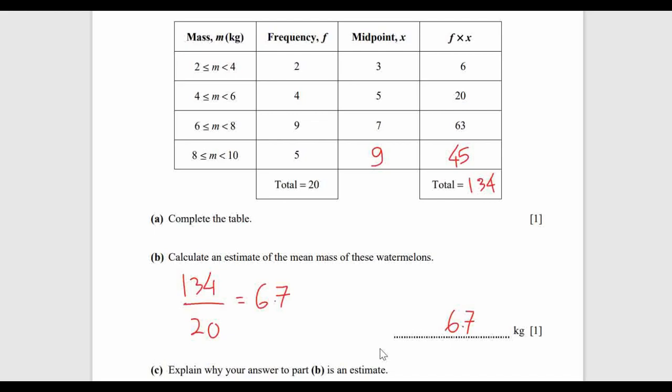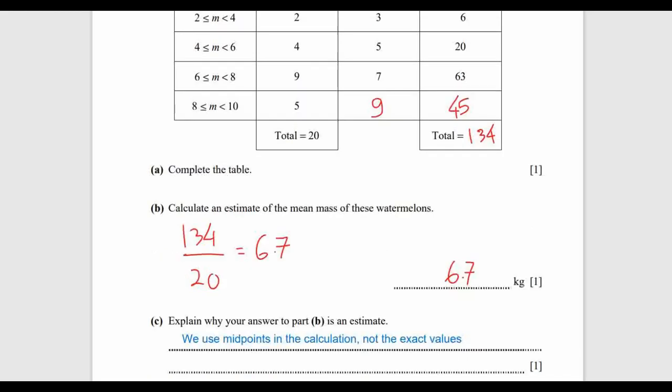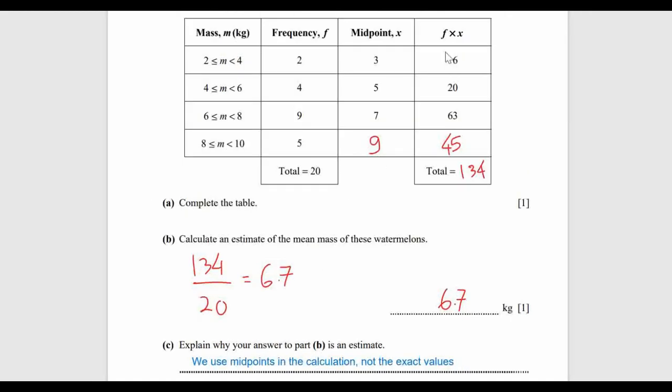Well, let's check out the answer, guys. Also, 1 mark question. Should you give one reason? We use midpoint in the calculation and not the exact value to get the mean. That will be the answer. So to count the mean, we use the mid value and not the real data. So I hope it's clear.